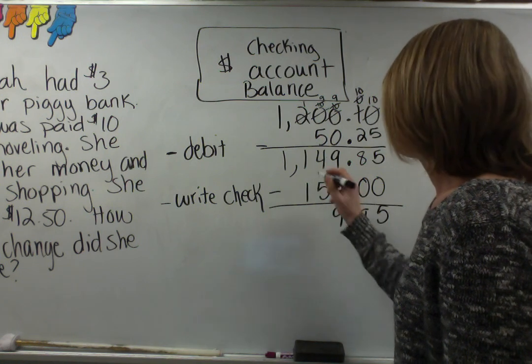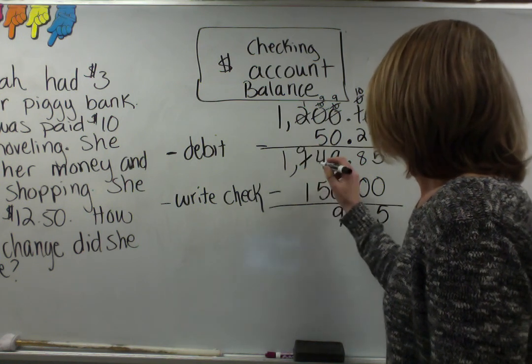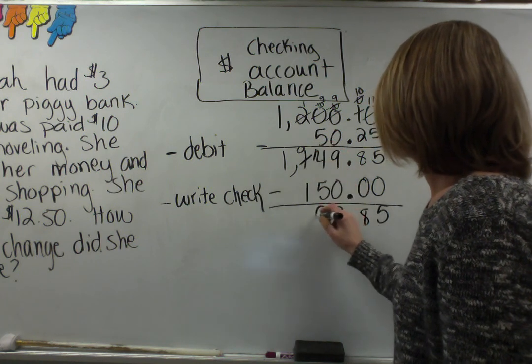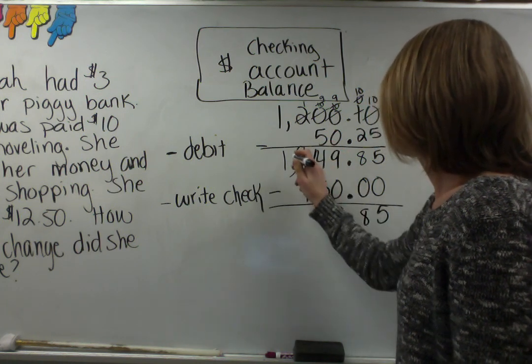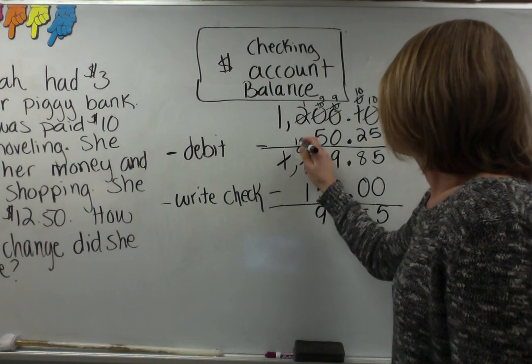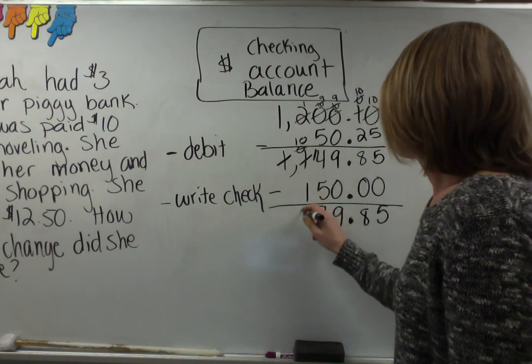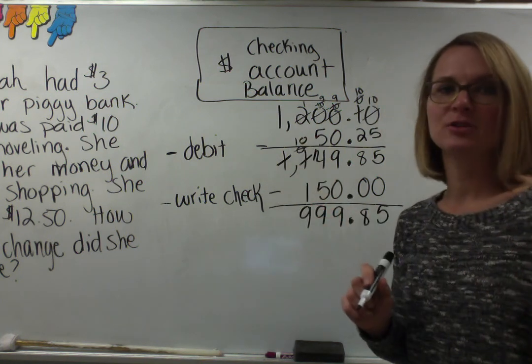I can't take 5 away from 4. I need to borrow. 4 becomes 14. 14 minus 5 is 9. I cannot take 1 away from 0. I need to borrow. That becomes a 10. So now I have a balance of $999.